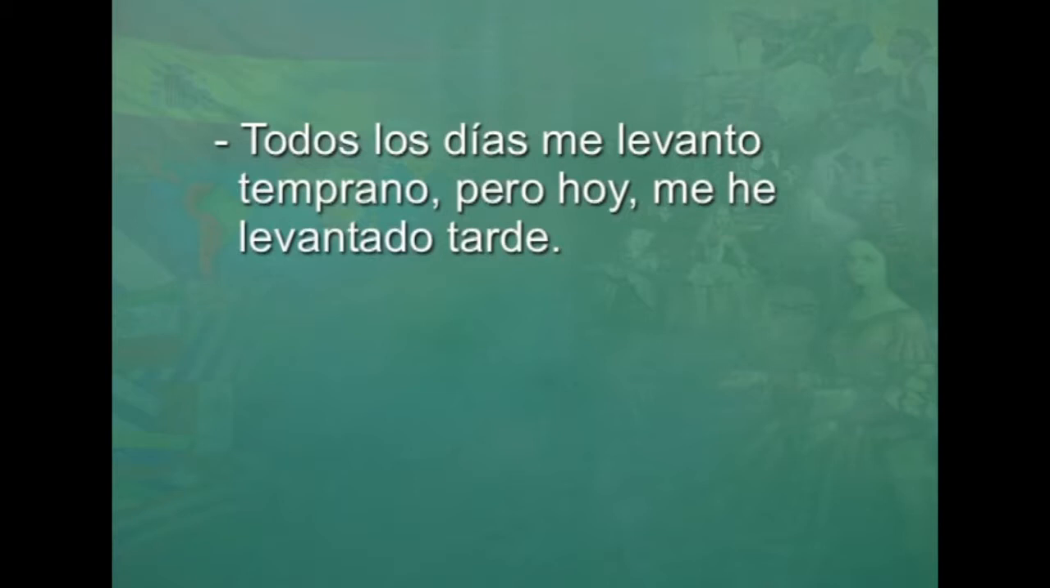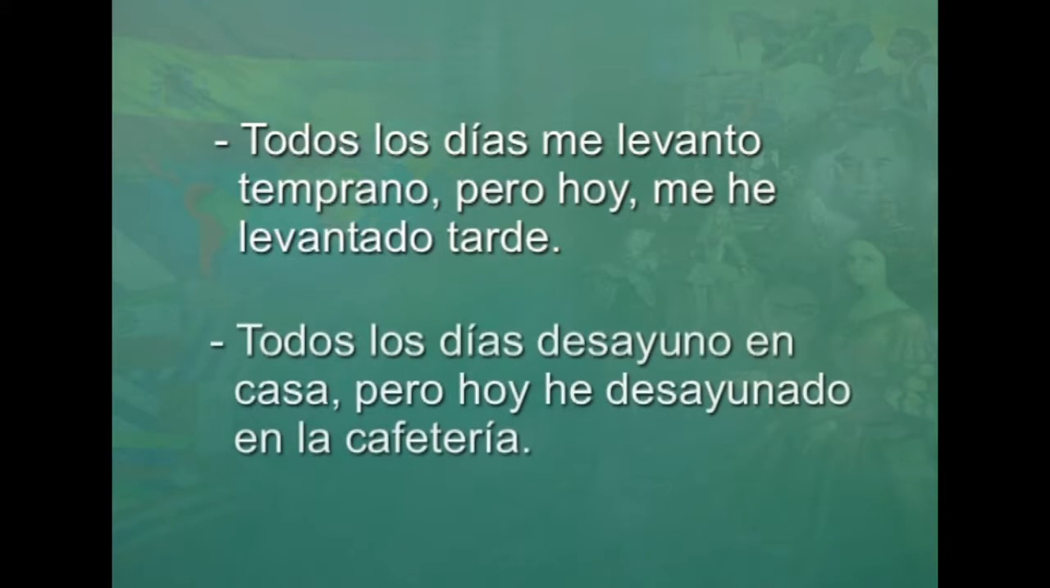Let's look at todos los días me levanto temprano, pero hoy me he levantado tarde. Todos los días desayuno en casa, pero hoy he desayunado en la cafetería. You must have noticed the difference in the verb conjugations. To understand better, let us look at another conversation.